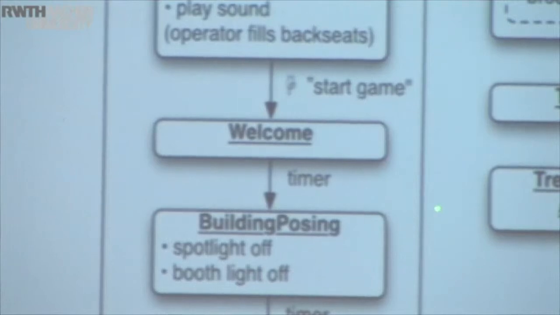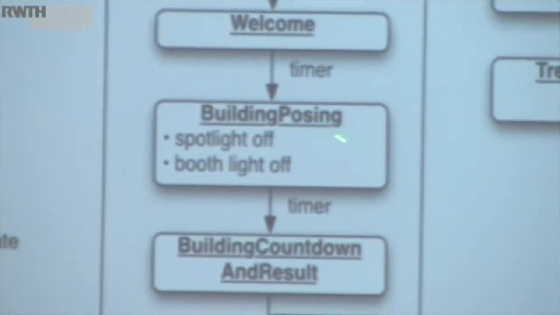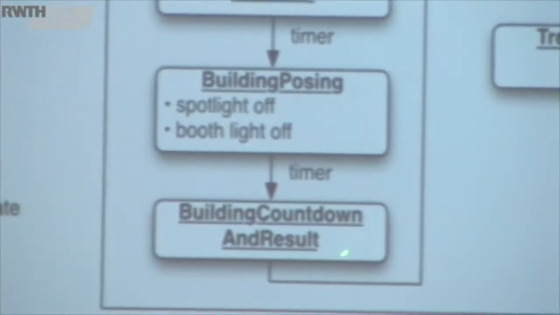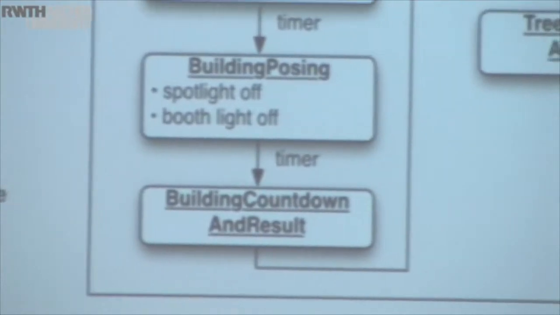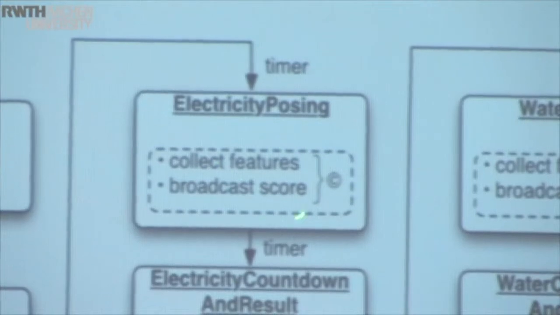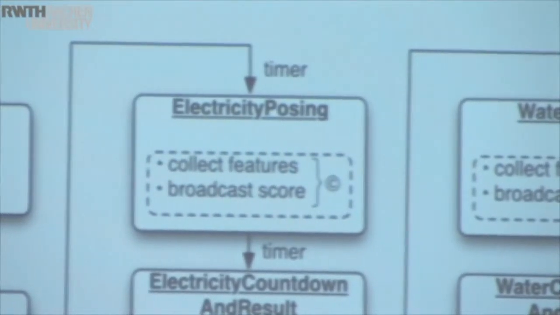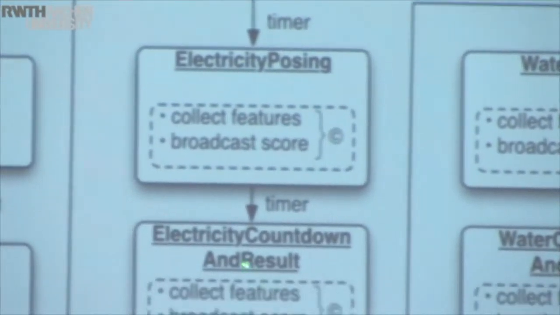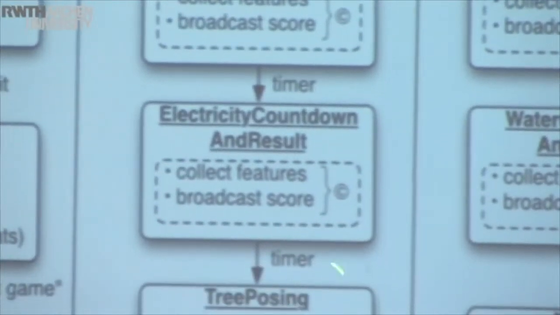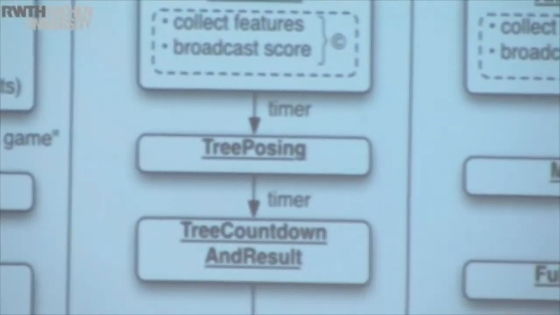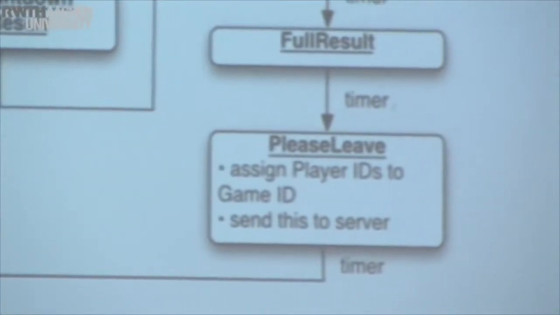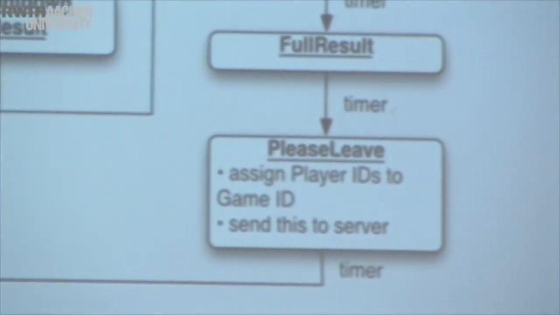Then comes the welcome screen, timer, posing for the building, turns off some lights, timer runs off, the countdown happens, timer runs off, the posing for the electricity happens. We collect some data that is being passed onto the game computers. The countdown for the electricity, same thing for trees, and same thing for water. And then we show the city, we show the full result of what happened with everybody's stuff, and then we ask people to get out of there so the next group can play.